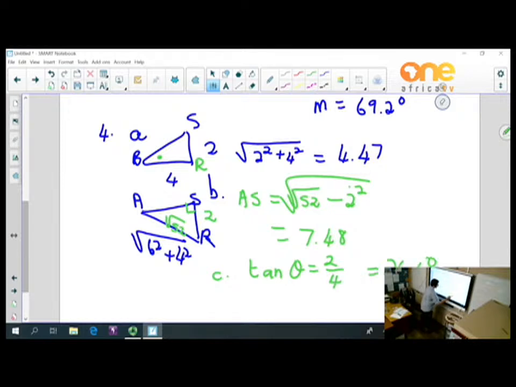And then the very last one, number D, ASR. So now we're working in this one, ASR. And that will then be tan. And that is the square root of 52 over 2. And I got 74.5 degrees for that one. So the secret of three-dimensional ones is to draw that little triangle every time.